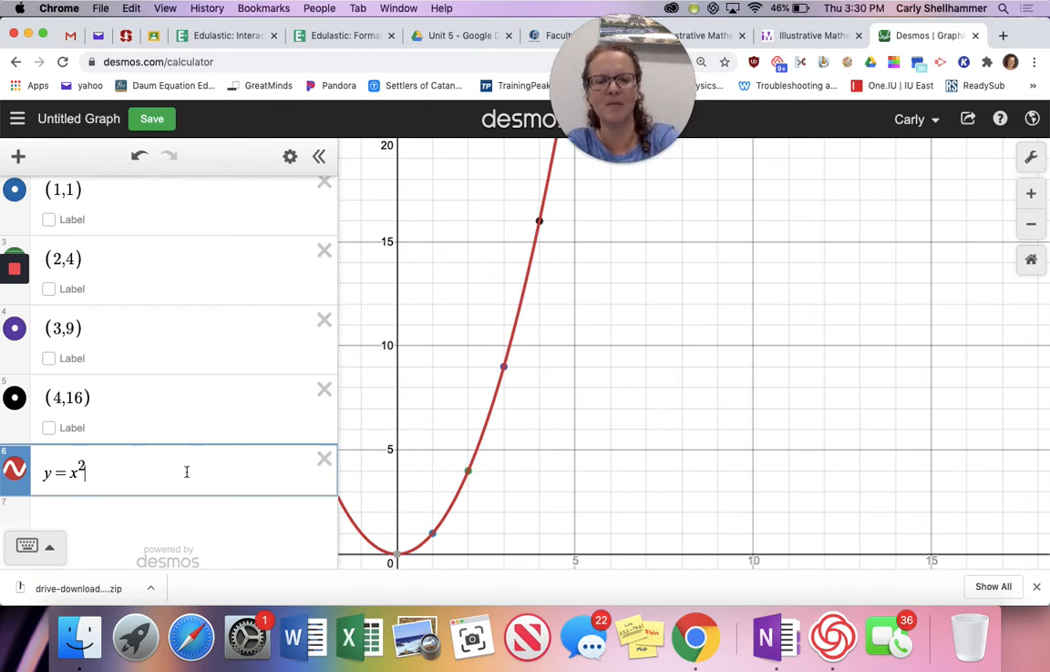Okay, it's a parabola. And I can say, I think I use a semicolon, x is greater than or equal to 0. Maybe not. Oh, I think I use brackets. There we go. So I just want the positives. Okay, it's a squared function. Pretty cool.